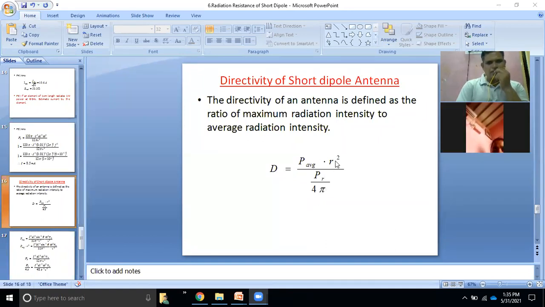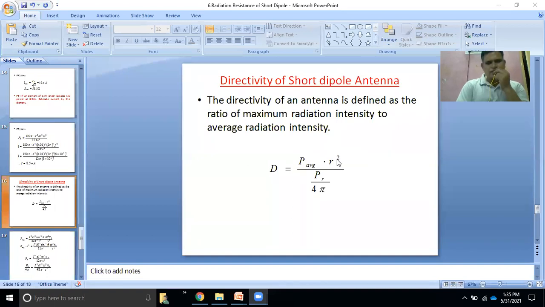What is the capital R here? R is the distance where we are measuring. This is the observation point, the distance between the observation point and the source. This formula is the same for all antennas.